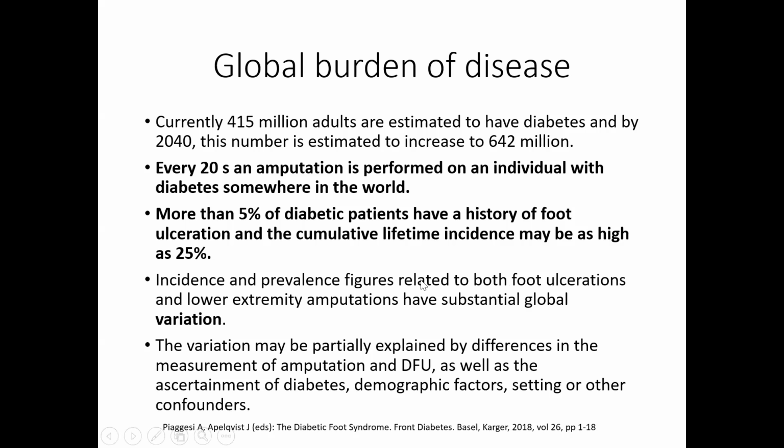Now, this is all related to international research. Okay, I have not yet told you our local data. This is a global picture, and that is also from 2018, as you can see here with the reference. Incidence and prevalence figures related to both foot ulcerations and lower extremity amputations have substantial global variation. Right? Even within our country, there is a variation. You will see in the further slides.